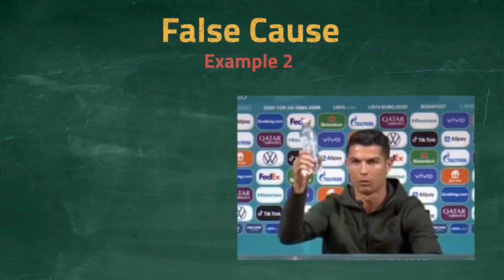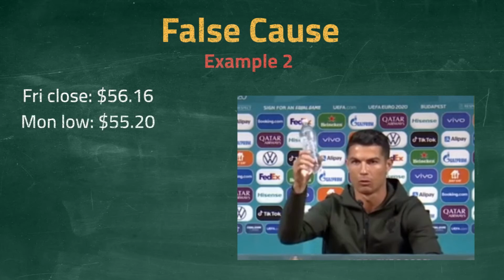The share price of the company was $56.16 when the market closed on Friday. And on the following Monday, during the day, the price reached a low of $55.20. This drop of 1.7% for a company worth around $240 billion is around $4 billion. So the value of the company went down, but was this caused by Ronaldo?